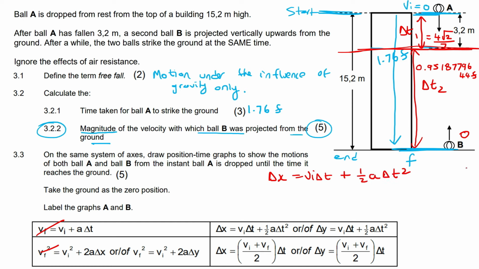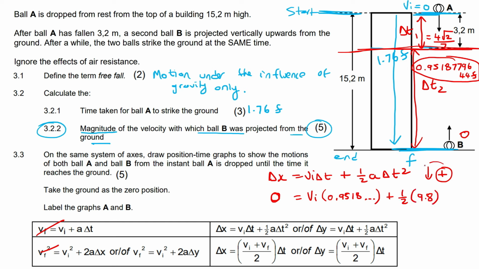Okay. So let's choose, it doesn't really matter, but because we kept choosing down as positive, I know a lot of learners prefer to keep it consistent. So we said the displacement is going to be zero. We don't know what the initial velocity is. That's what we're trying to calculate. The time, well, we know how long B is in the air for. It's that long over there. So 0.9518, that number, plus a half. Now acceleration will be positive. Why? Because we chose down as positive. And then delta t, 0.95, that long value, and then squared.